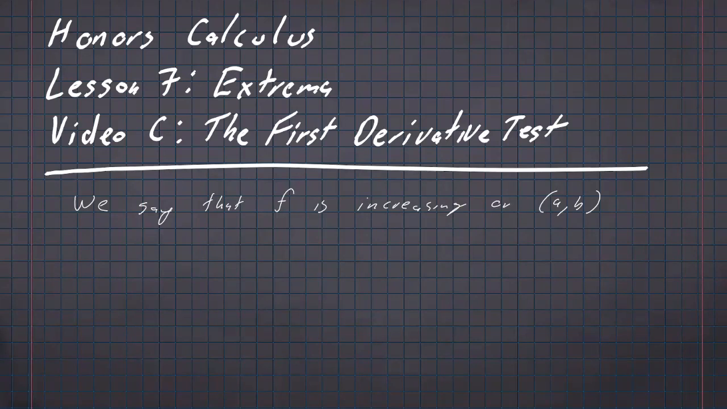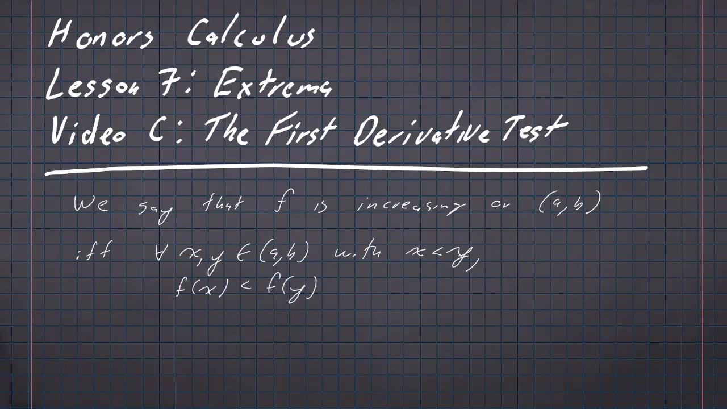We say that a function f is increasing on an open interval from a to b if for all x and y in (a, b) with x less than y, f of x is less than f of y. So if you take any 2 points in the interval and order them and evaluate the function at the smaller point, you get a smaller value than when you evaluate the function at the larger point.